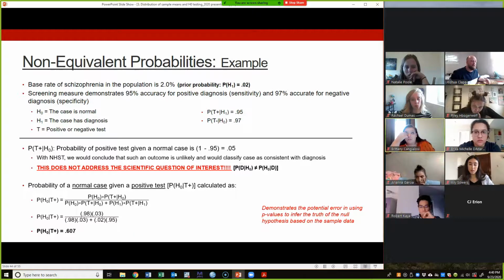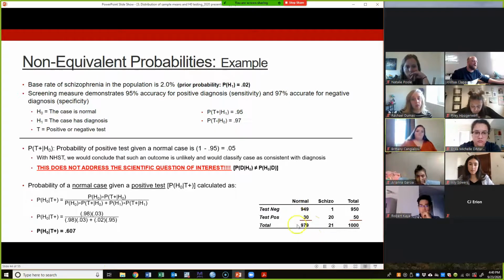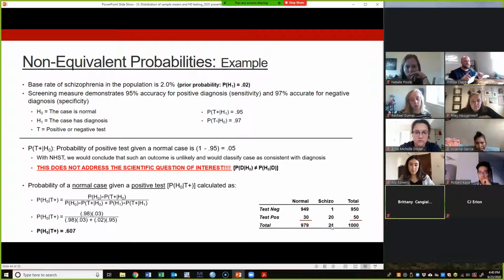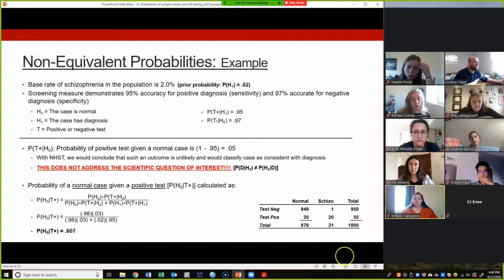Okay. Now, anybody for 1 billion points, why is this working out this way? Why are we getting such a discrepancy between the probability of a positive test given the null hypothesis, or the probability of a positive test given a non-case, versus the probability of a non-case given a positive test? What's causing the discrepancy here? It's a base rate. The base rate here of schizophrenia is about 2%. We're trying to detect something that's very, very rare, right?